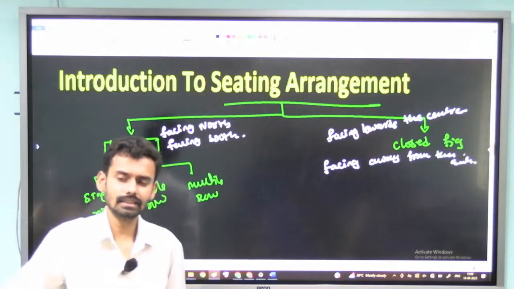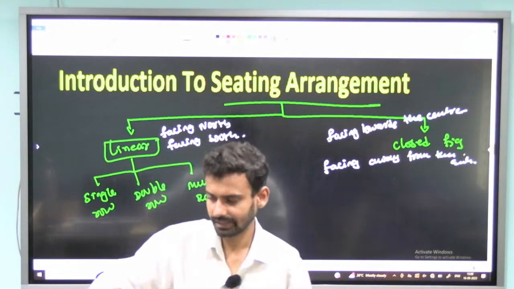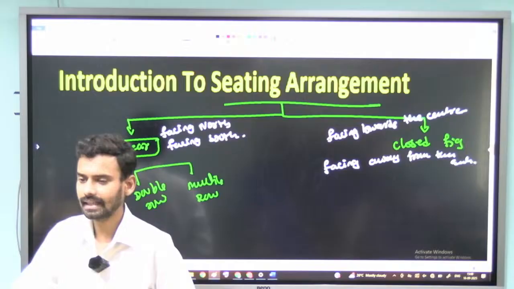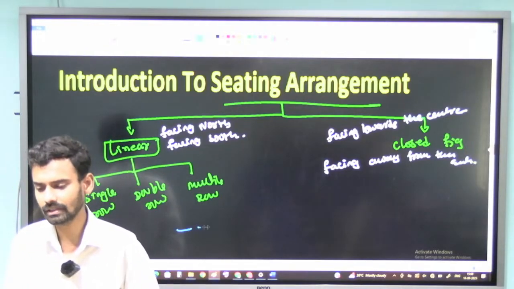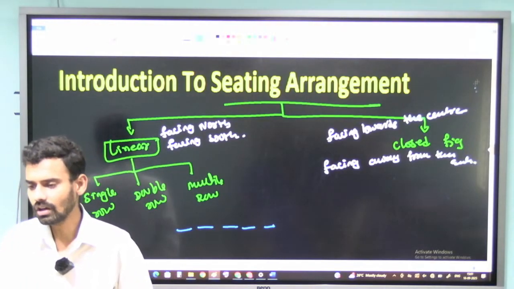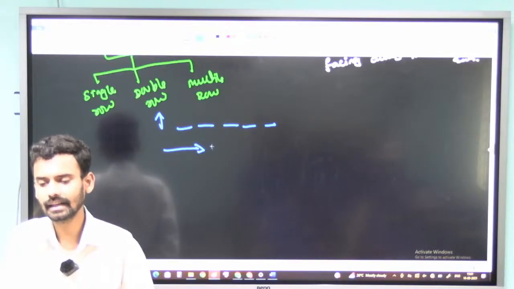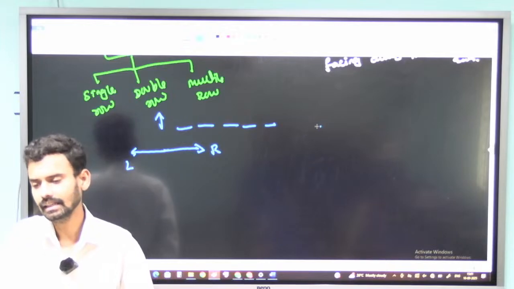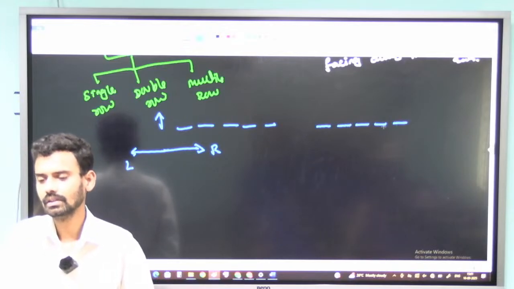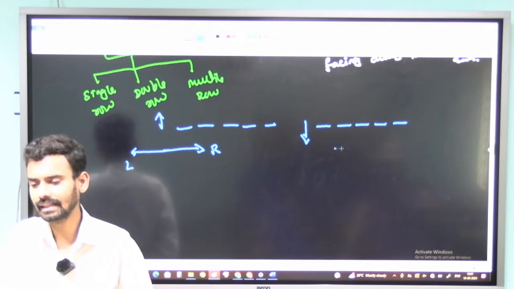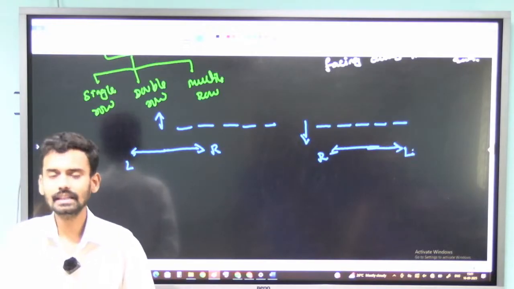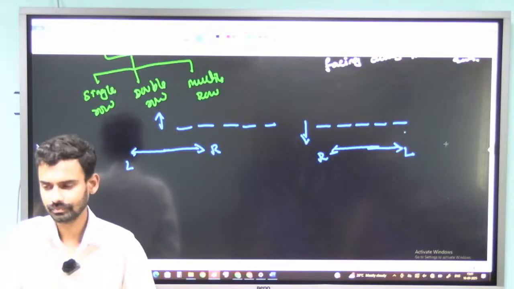So first let us discuss what is this facing north and facing south. Suppose there are 10 people sitting like this, or let's say 5 people are sitting in the row. If all are facing the same direction, that is north direction, then for every person, this will be the right of every person and this will be the left of every person. Similarly, if all are facing south direction, then it will be the reverse. This will be the right of all the persons sitting in that row and this will be the left of all the persons sitting in that row.